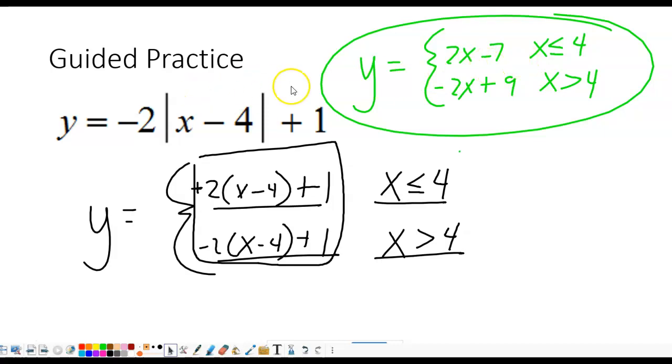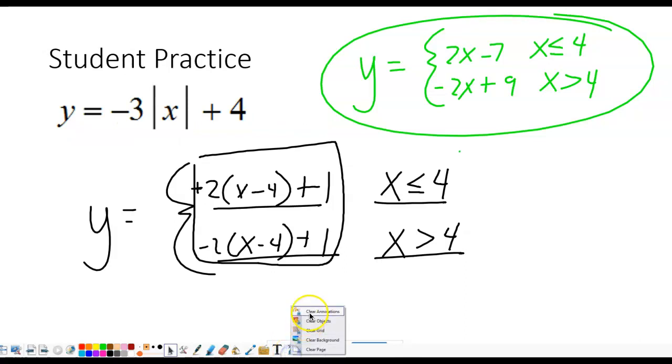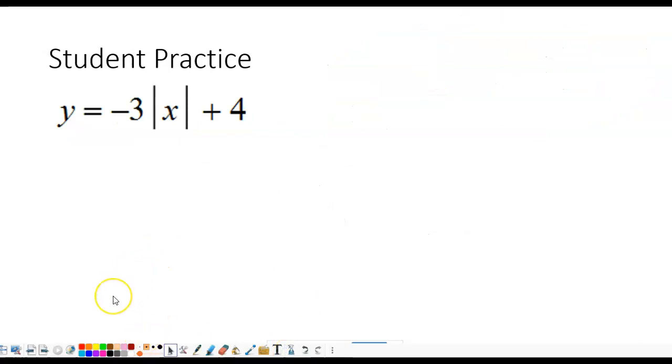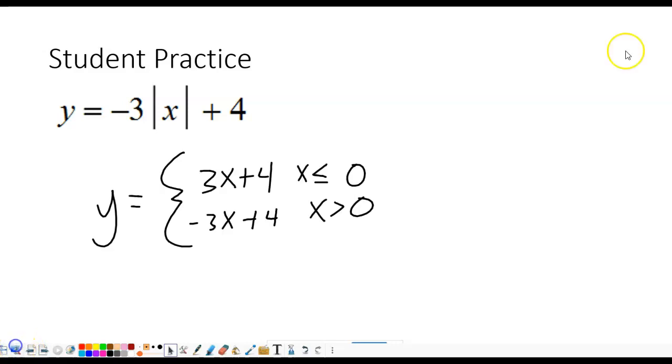And I want to reiterate that this function is a piecewise function, but it's actually the same exact thing as this function, which was an absolute value function. All right, let's go ahead and have you guys do the student practice here all on your own. So pause the video, do the whole thing from beginning to end, and check your work. When you unpause the video, you will see the solution.